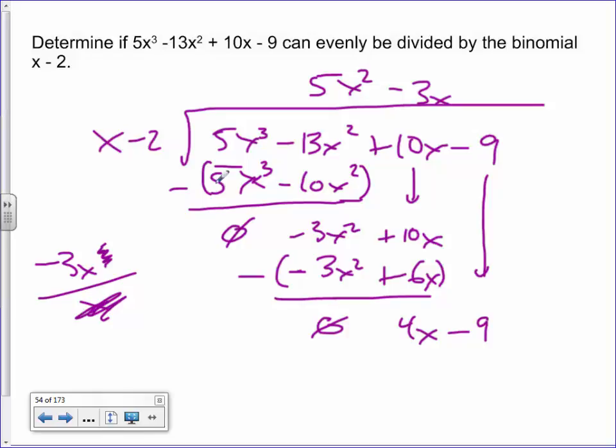Okay, last step. x goes into 4x 4 times. 4 times x will give you that 4x. 4 times minus 2 will give you minus 8. And when you subtract these, our remainder was minus 1. So I didn't do it right the first time. I just realized why my graph wasn't working out properly.